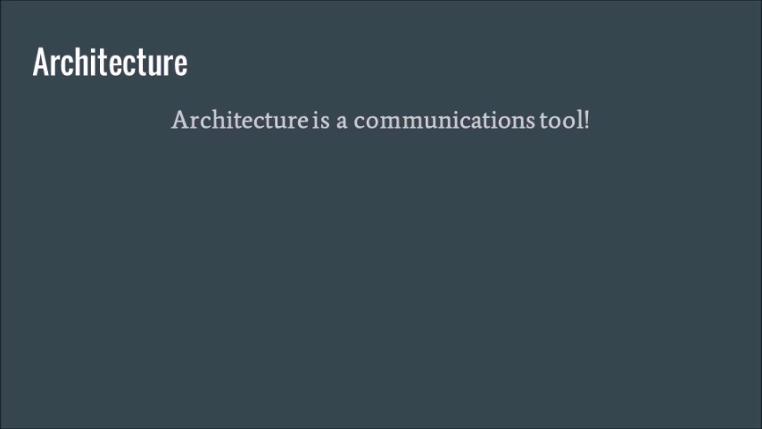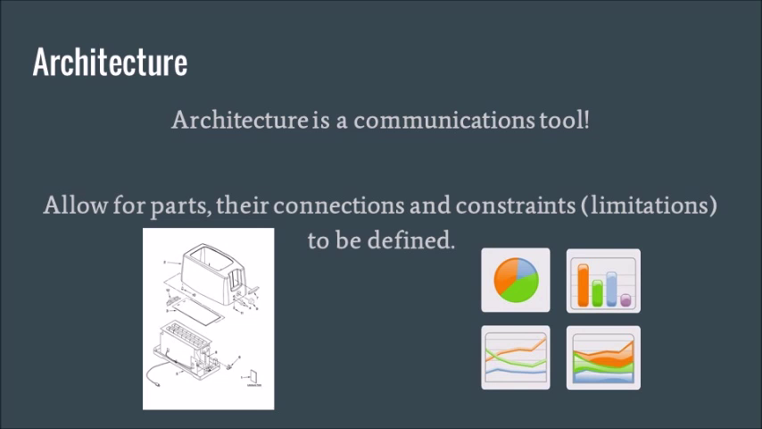There are other parts in systems engineering as well, like the systems architecture. Many see a systems architecture as a communications tool. Architecture allows for parts, their connections, and constraints or limitations to be defined. By helping define the parts of a system in ways that everyone working on the project can understand, there will be less chance of parts made incorrectly or misunderstandings in the project. For example, with the toaster, you might want to define the hardware and the software needed to run the toaster, but they may be defined in very different ways.